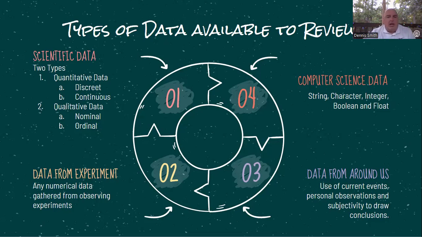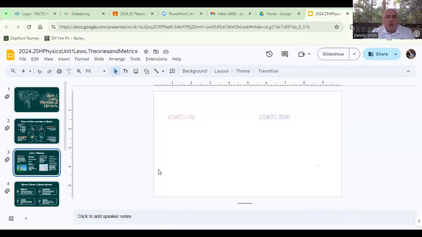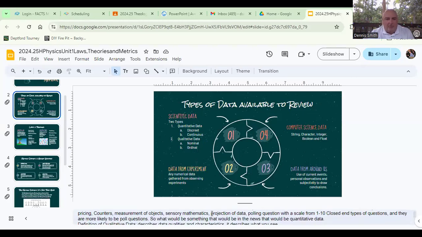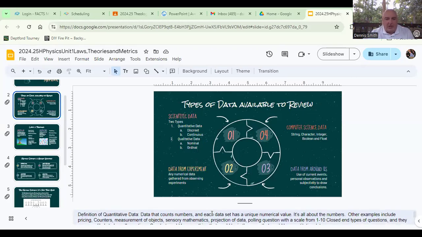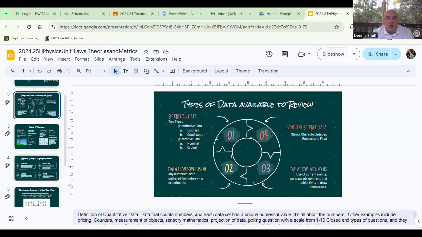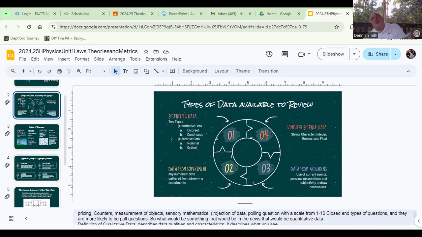Discrete numbers. Sorry, I'm trying to look something up right now. Quantitative data is the data that counts numbers. Each data set has a very unique numerical value. It's all about the numbers. Other examples include pricing, counters, measurement of objects, mathematics, projection of data, polling questions with scales from 1 to 10, closed-end types of questions, and they are more likely to be poll questions as well.